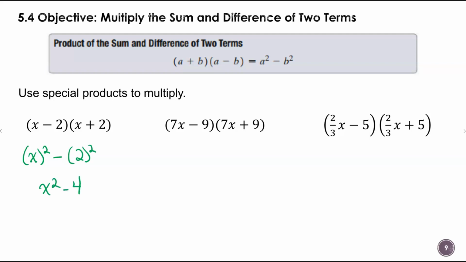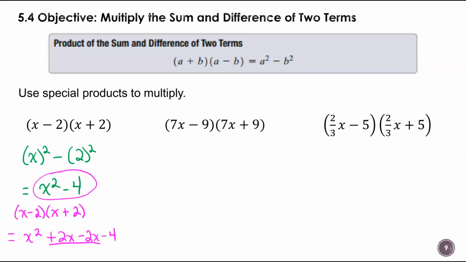Now, just like the previous special product, we can take shortcuts here, or we can not take shortcuts. And so you could just multiply it out. And when you do that, you get x squared plus 2x minus 2x minus 4. These two terms equal 0, and that's why we end up with just x squared minus 4. All right, so we get the same thing as we did when we used our shortcut.